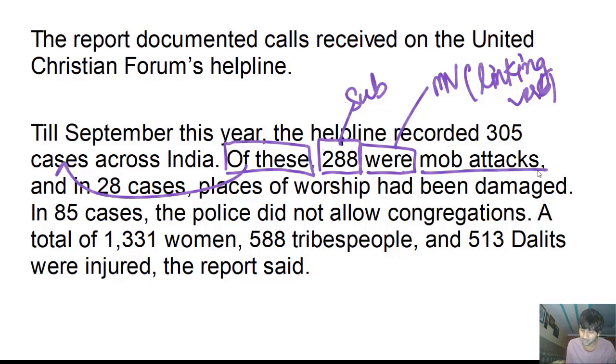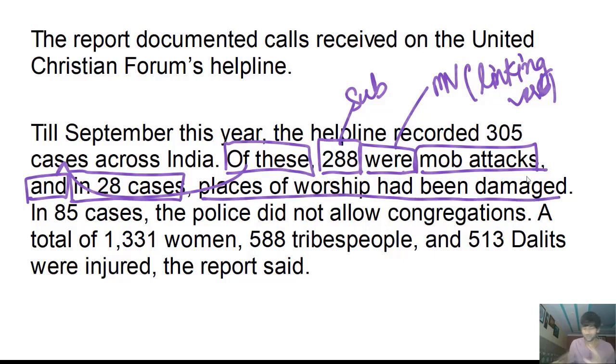288 were what? Mob attacks. Now, a mob is a group of people that are very angry, very uncivilized, and they basically attack, right? This is what a mob is. So 288 out of these 305 cases were mob attacks, right? People attacking, a group or crowd attacking.